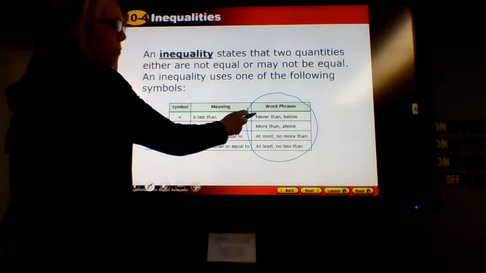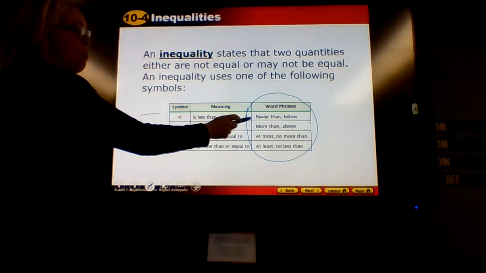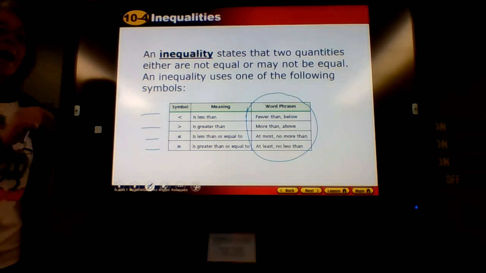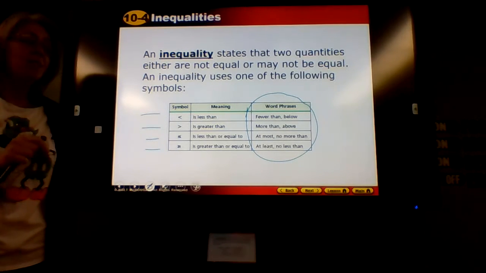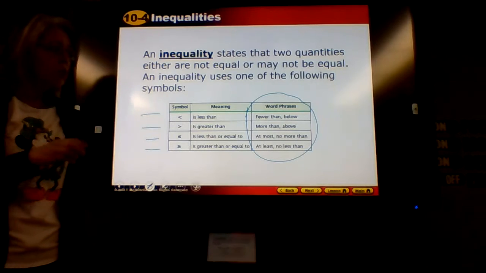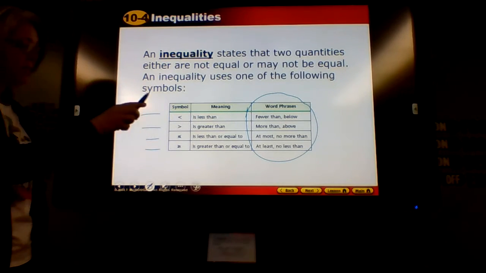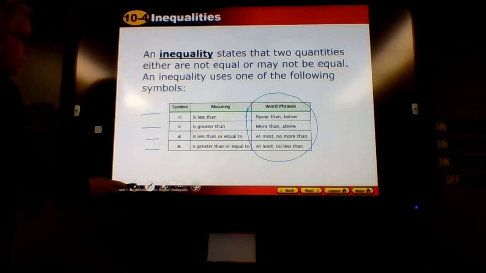Is less than: fewer than or below. Is greater than: more than, above. Is less than or equal to: at most or no more than. Is greater than or equal to: at least, no less than. So keep those in mind, because there'll be word problems that will have these, and you'll have to equate each of these to the right inequality.